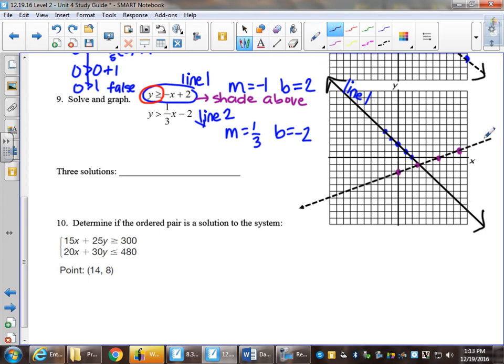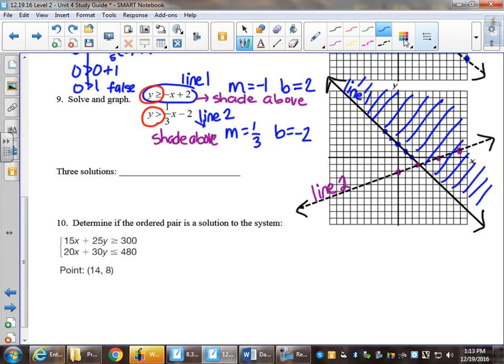Arrows on each end. Once again, it's really nice because this is solved for y. It says y is greater than. So this one will also be shade above or shade up, however you like to say it. This is my line 2. So for line 1, we're going to shade above. And for line 2, we are also going to shade above, shade up.